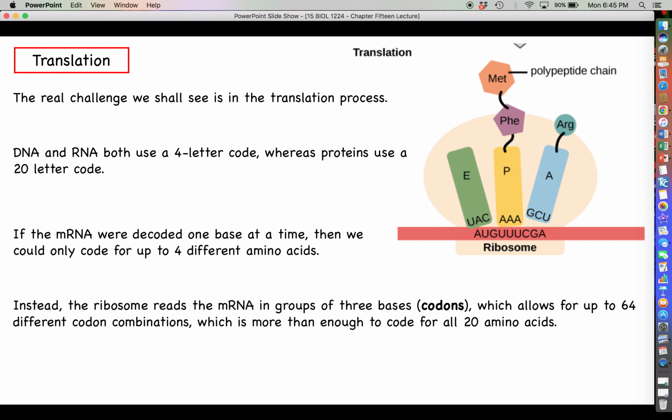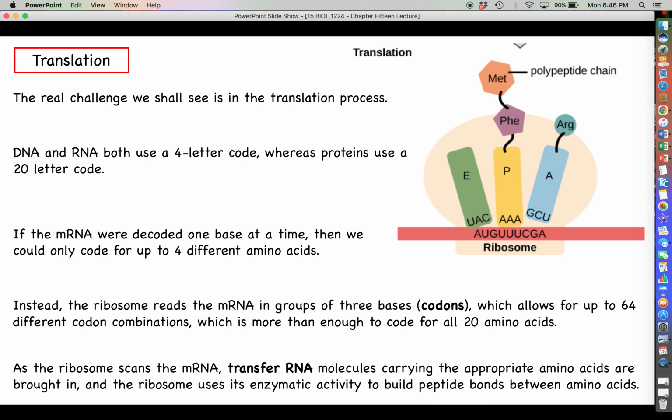So what we do instead is the ribosome will actually read the messenger RNA in groups of 3. These 3 bases are called codons. And when you read nucleic acids 3 bases at a time, this actually provides up to 64 different possible codon combinations, and that ends up being well more than enough to code for all 20 amino acids. In fact, that is so much more that we actually have a lot of redundancies in the genetic code, which we will see on the next few slides.